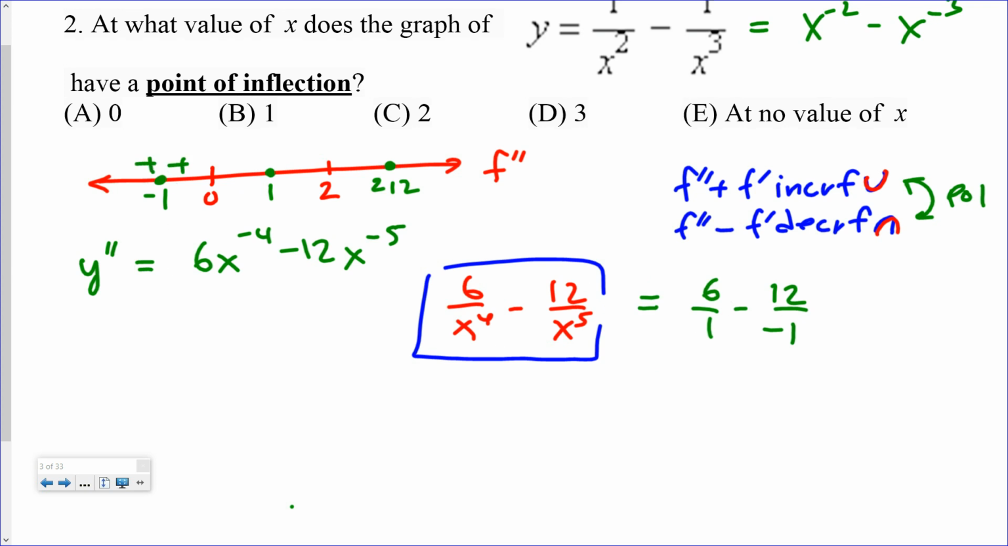So it would be plus plus, right? What if I plug in 1? If I plug in 1, I get 6 over 1 minus 12 over 1. I just need to know, guys, is that positive or negative? Negative. Okay, so this will be negative.